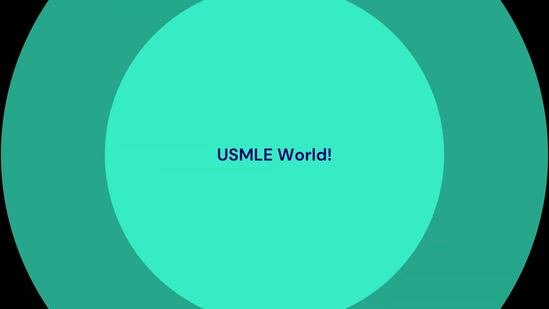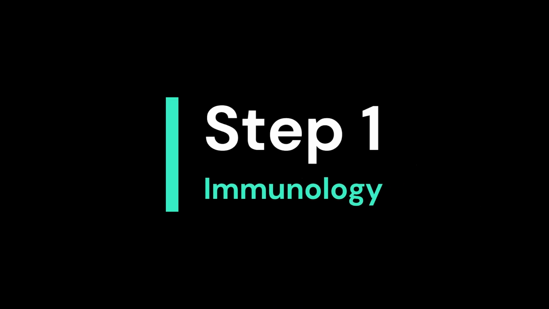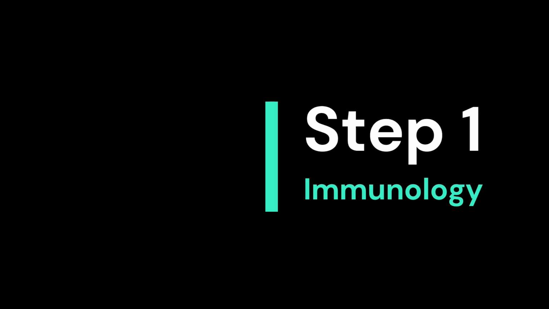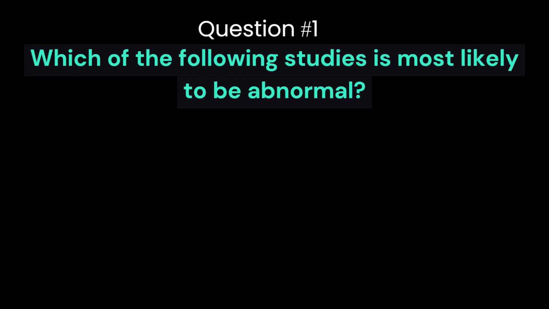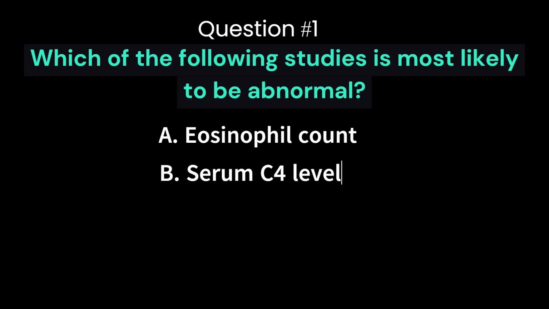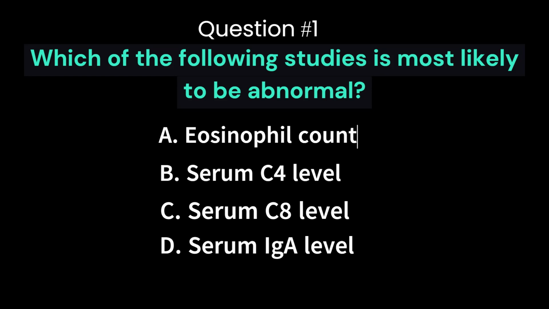Today, we're diving into Step 1, focusing on immunology. Let's get started with question number 1. For the following case, which of the following studies is most likely to be abnormal? A. Eosinophil count. B. Serum C4 level. C. Serum C8 level. D. Serum IgA level. E. Serum IgE level.